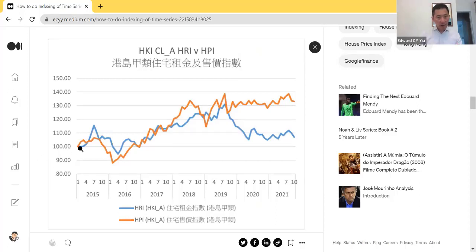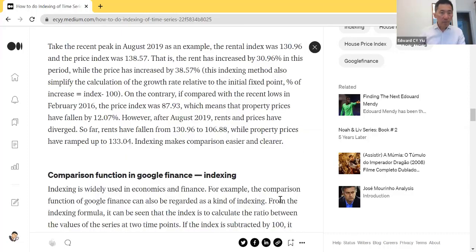Now, fixing the initial point to be 100 for both average price and average rent, this chart uses the same range and magnitude for both series. Then you will find that indeed for mid-2019, their rates of growth are more or less the same, but after that, their performance is widely different. Here, I provide you some figures.